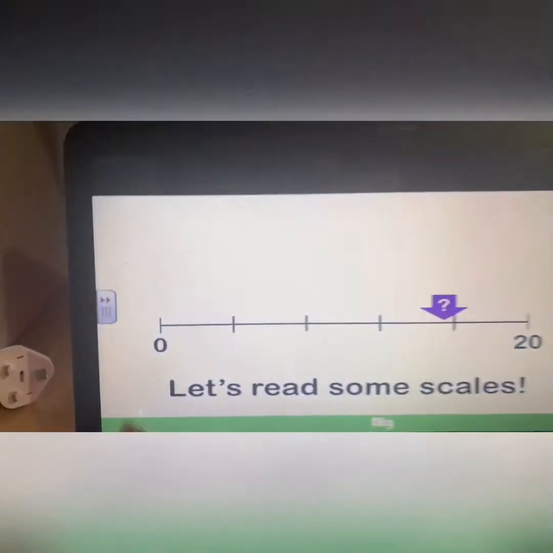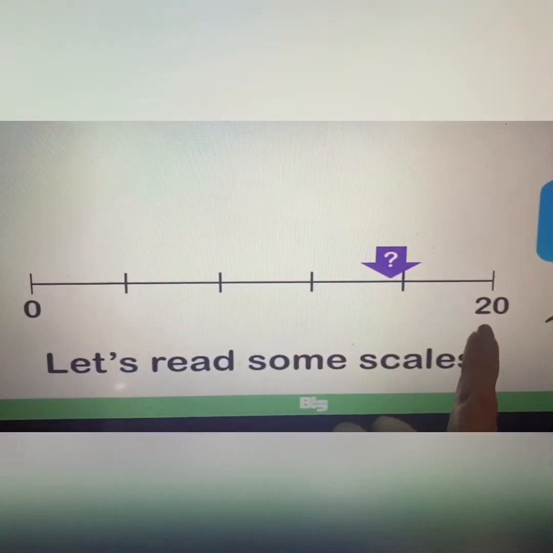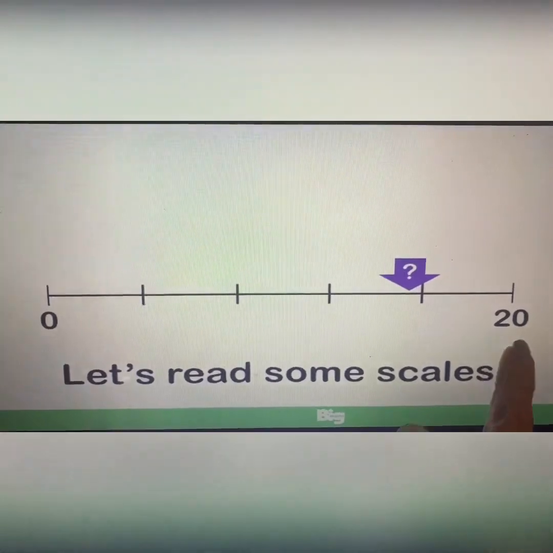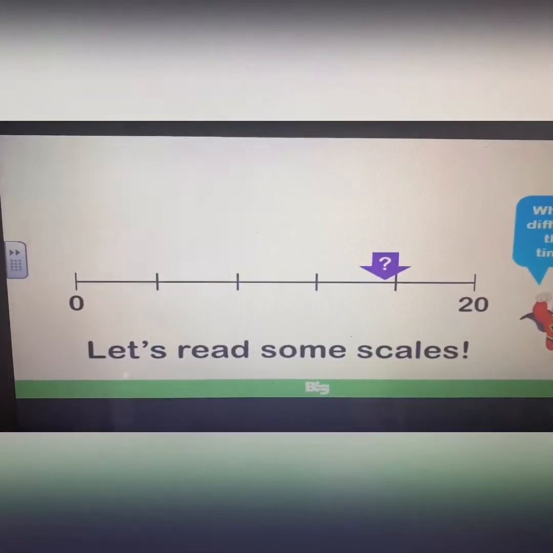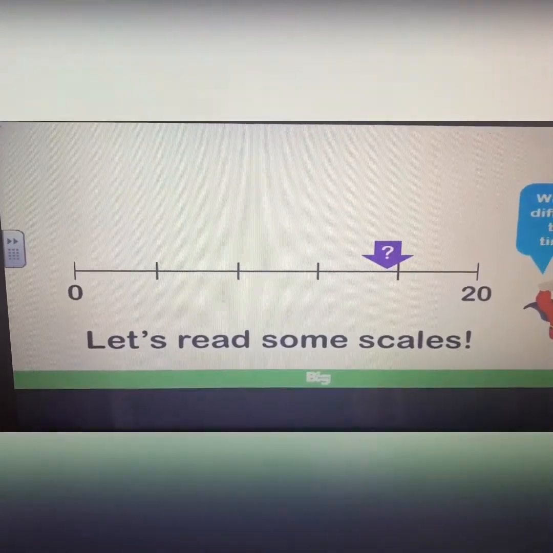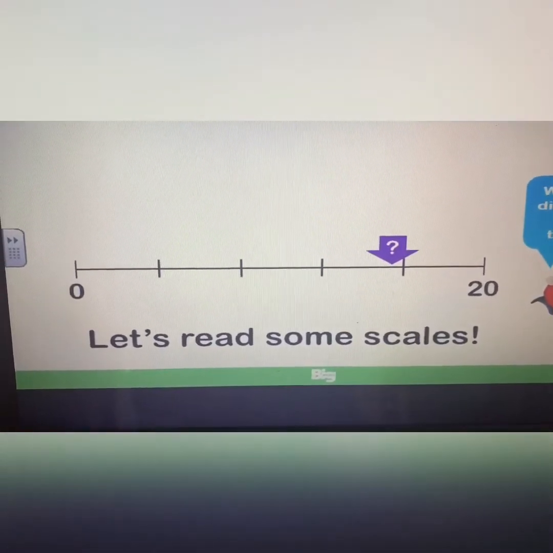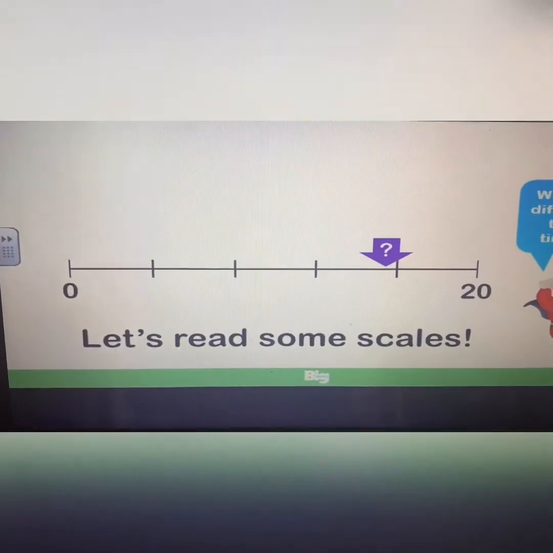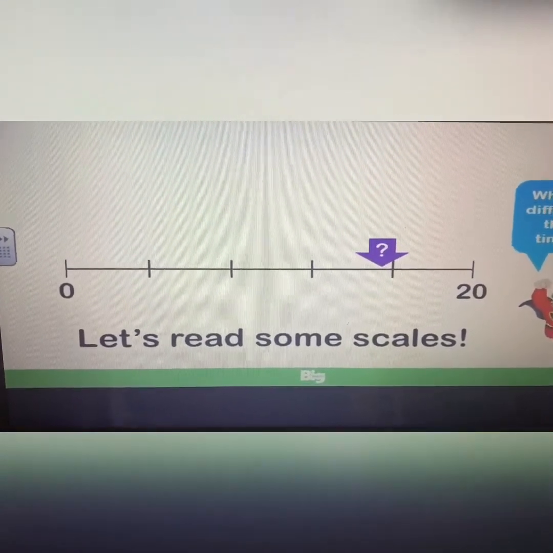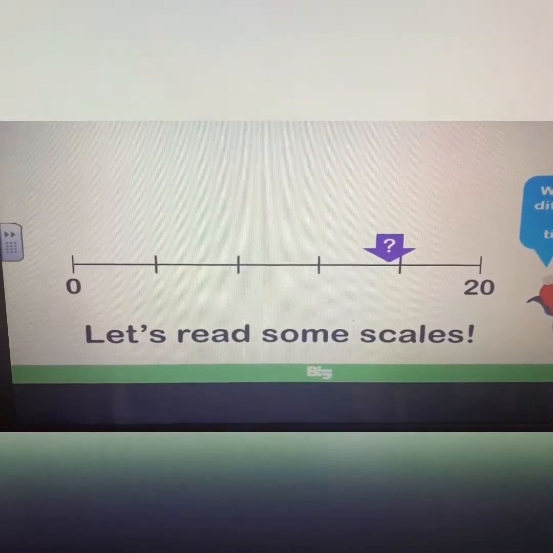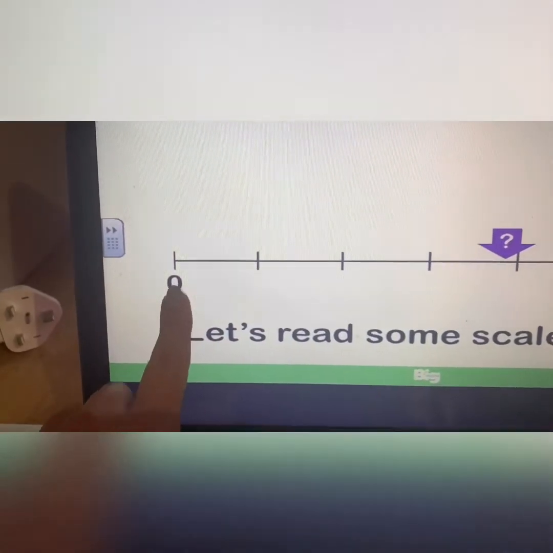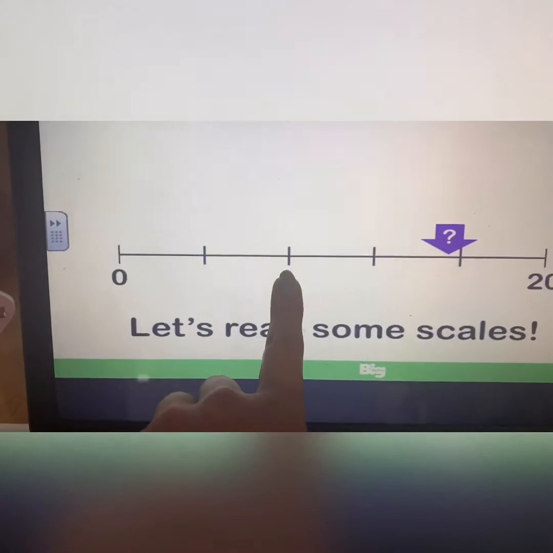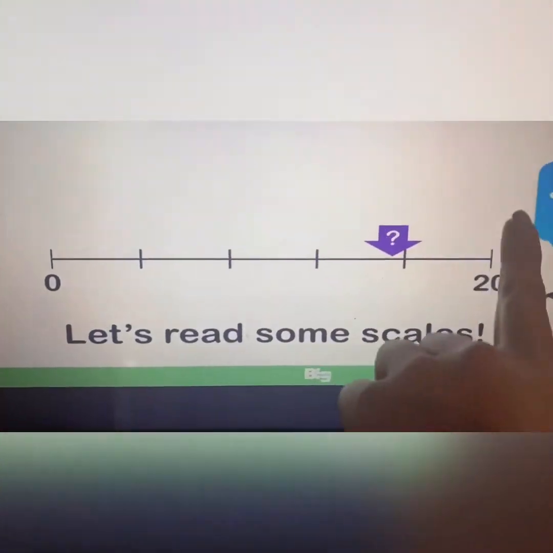So we know that the total jump from 0 to 20 was 20. So we need to divide 20 by 5. So 5 times what gives you 20? We use our inverse knowledge here to solve. Have a think. Well done. So 20 divided by 5 is 4. Now let's count that up to make sure it adds up. So it would start 0, 4, 8, 12, 16, 20.